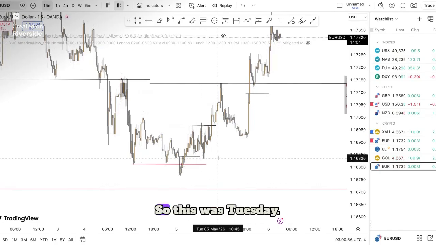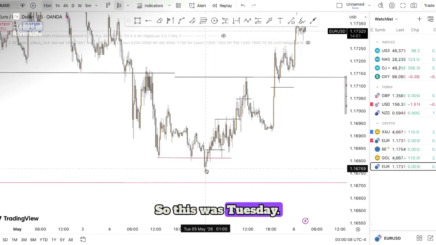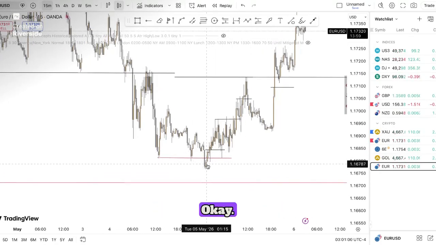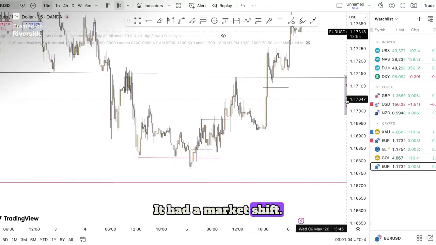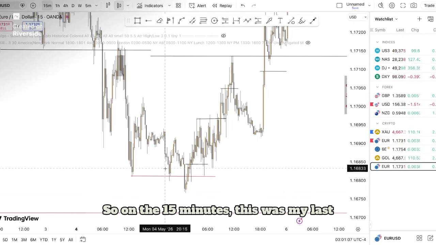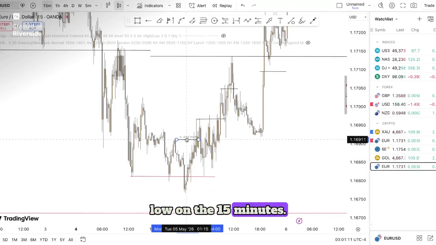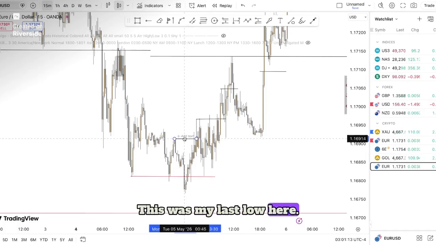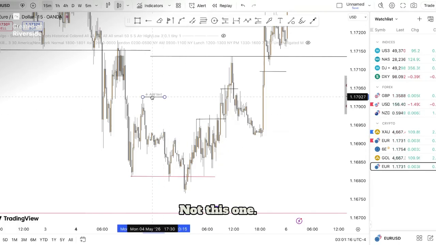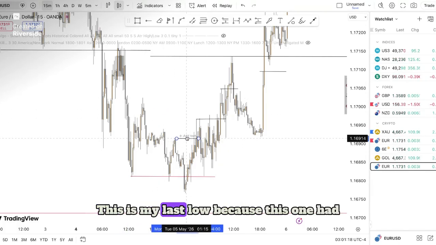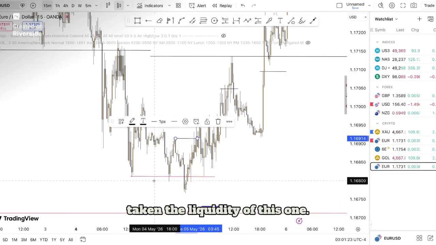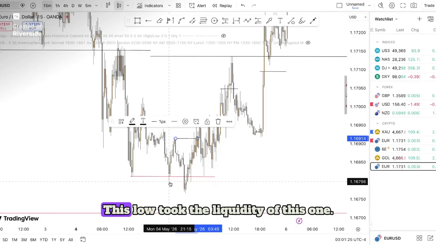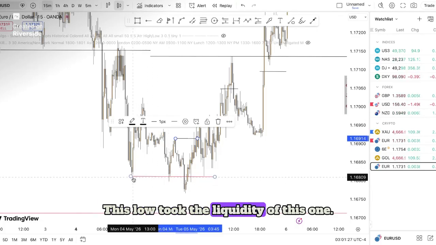Okay, so this was Tuesday. It had a break, it had a market shift. So on the 15 minutes, this was my last low. Not this one, this is my last low because this one had taken the liquidity of this one. This low took the liquidity of this one.